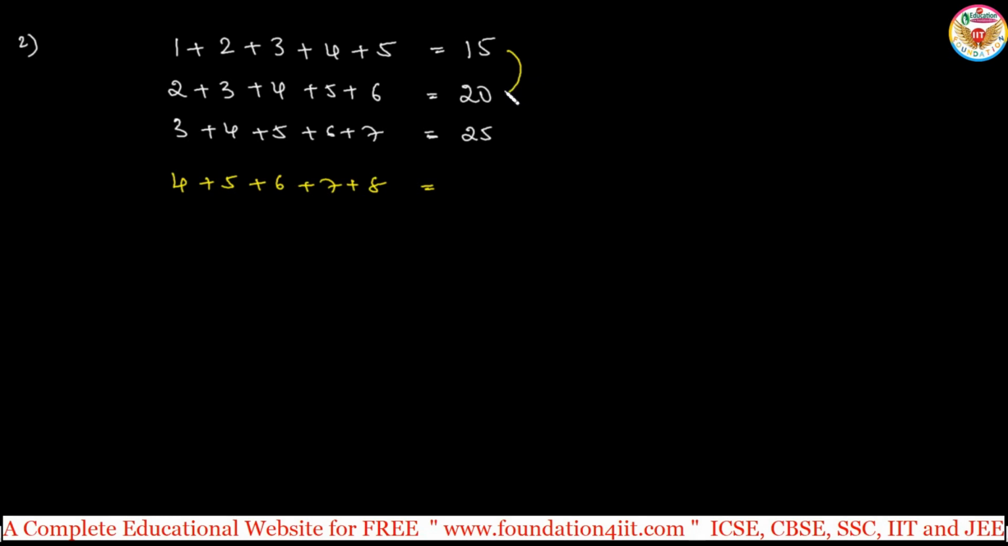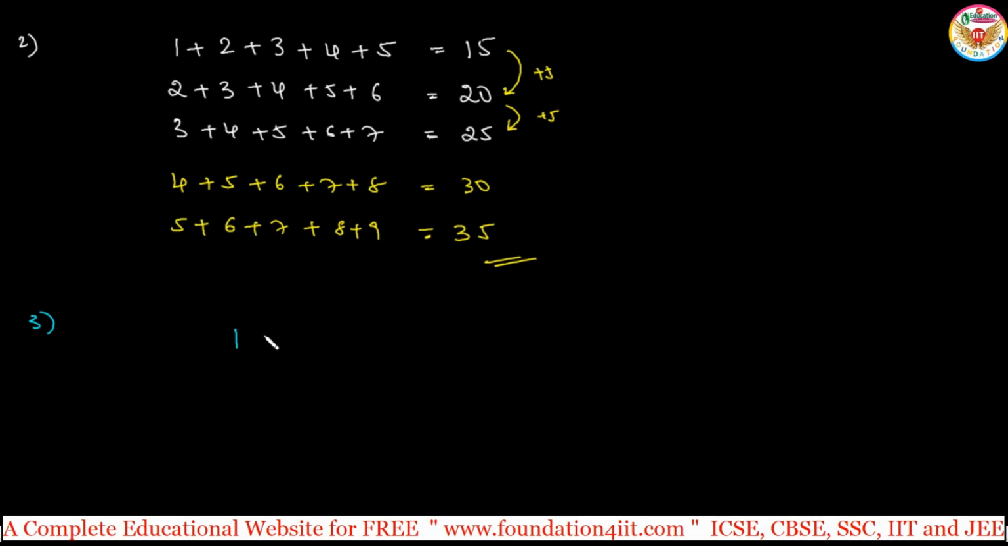Observe this: 15 to 20, 20 to 25. So 5 is added. So obviously the next one must be 30. Then 5, 6, 7, 8, 9. If you add exactly, you'll get 35. Okay, you can extend it to anything. This is the pattern.